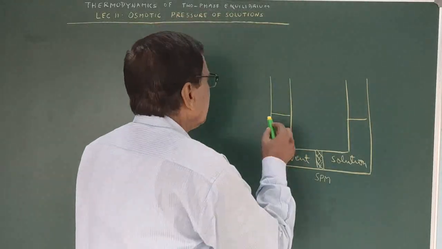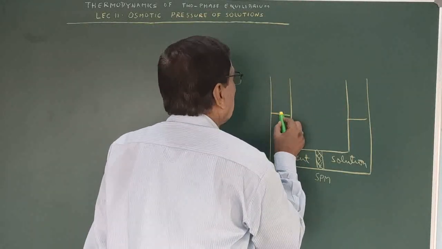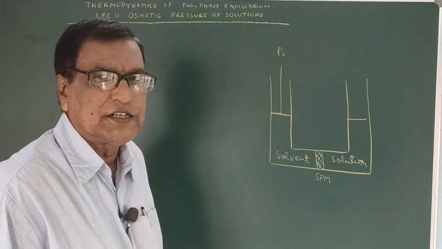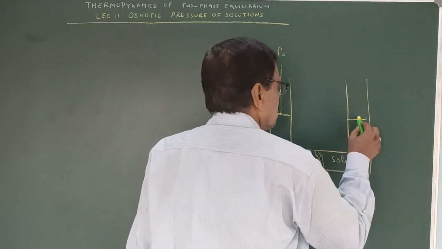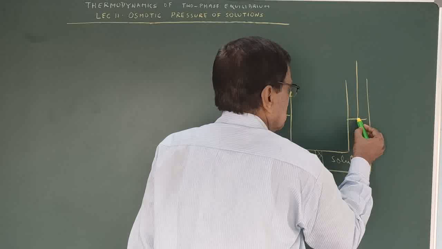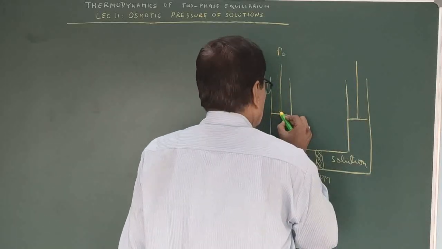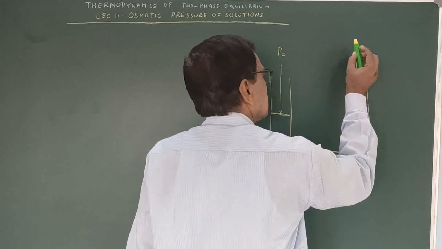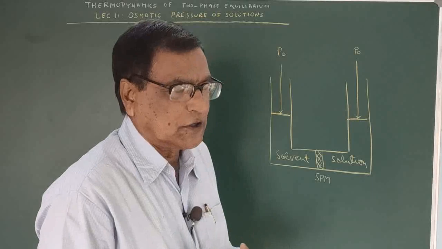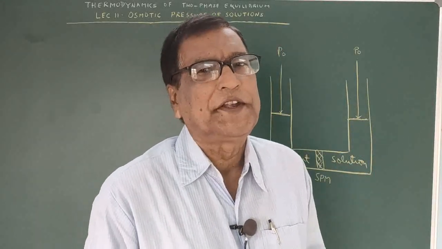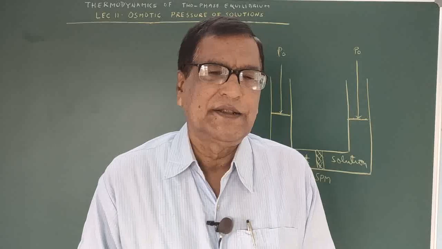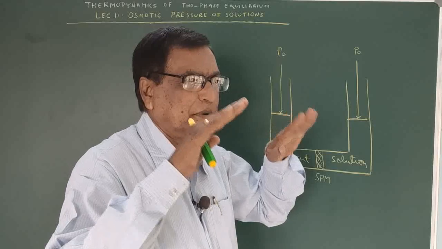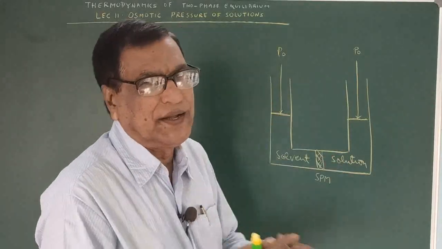And here it is the piston on the solvent side, and the pressure exerted on this piston is P0. Here also on this piston, this pressure P0 is exerted. P0 may be taken as 1 atmosphere, meaning that the solvent and solution are placed at 1 atmosphere pressure.